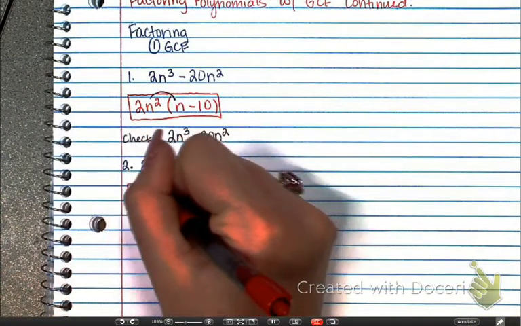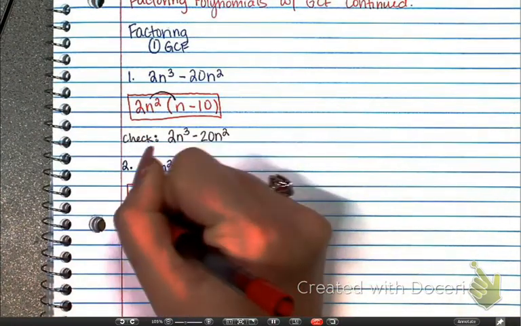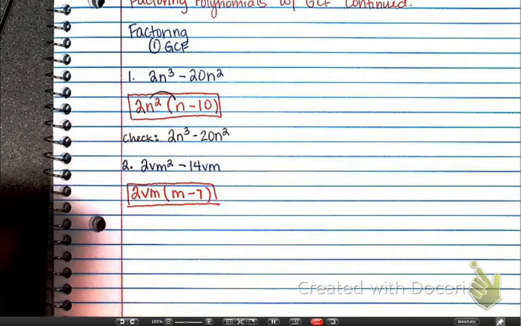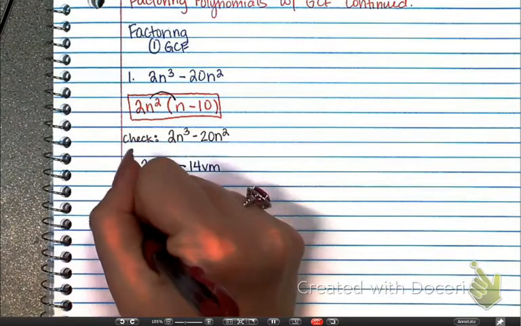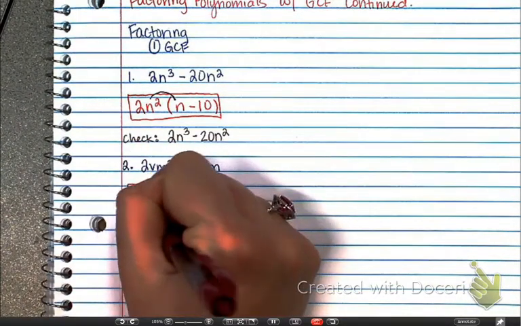Manny, what'd you say? To check, right? Yeah, distribute. Let's make sure it actually works. Absolutely. Again, not a requirement, a recommendation.